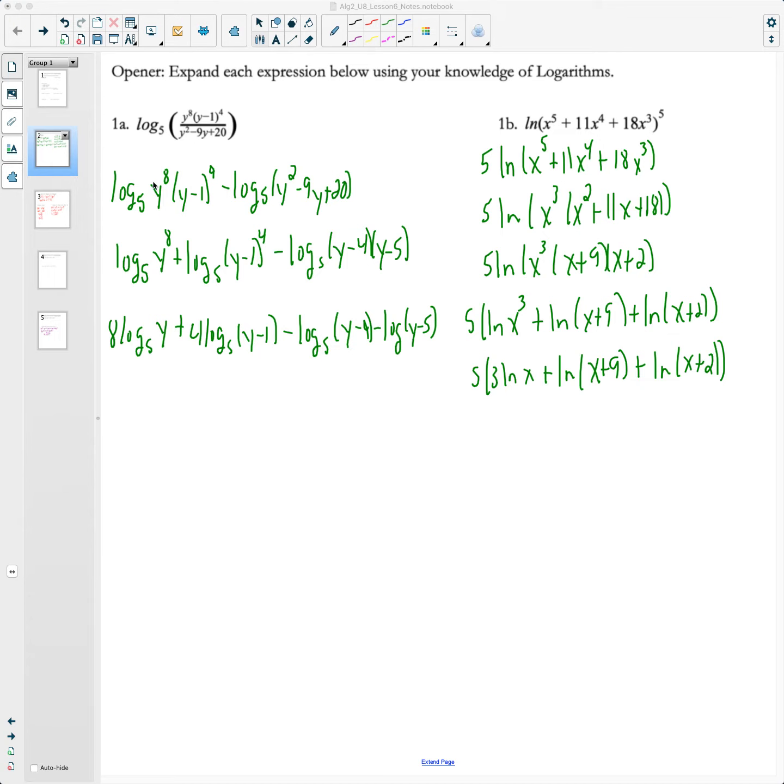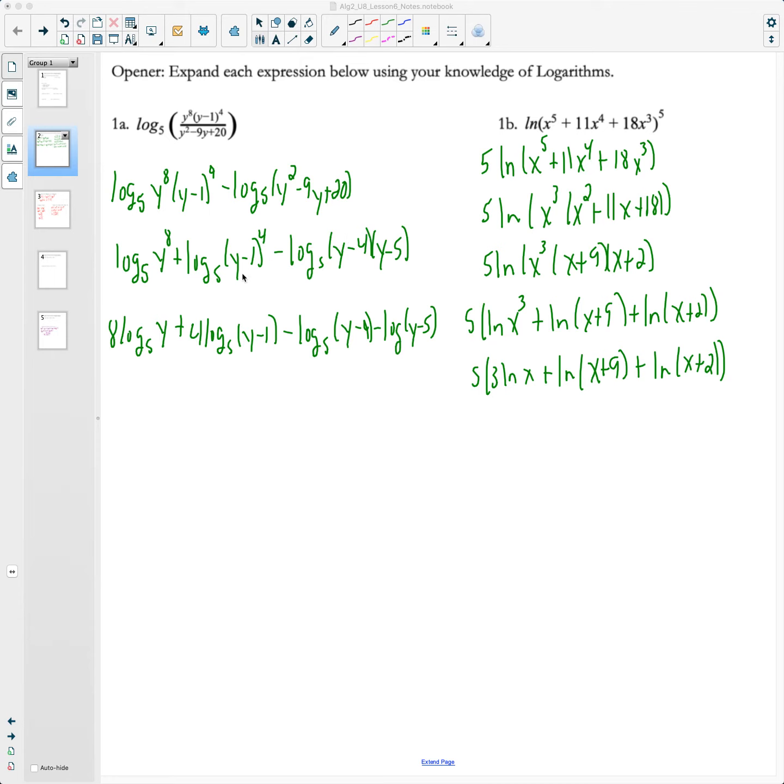So now I'm going to use my product rule. I'm going to break that apart to log base 5 of y to the 8th plus log base 5 of y minus 1 to the 4th. Now, this is where I wondered if some of you would pick this up. You have to factor this. Hopefully on the side you factored y squared minus 9y plus 20 into y minus 4 and y minus 5.